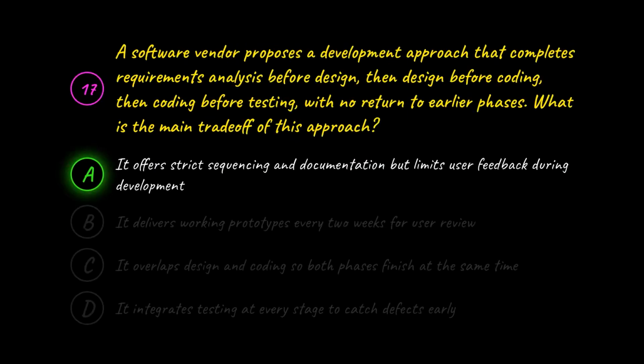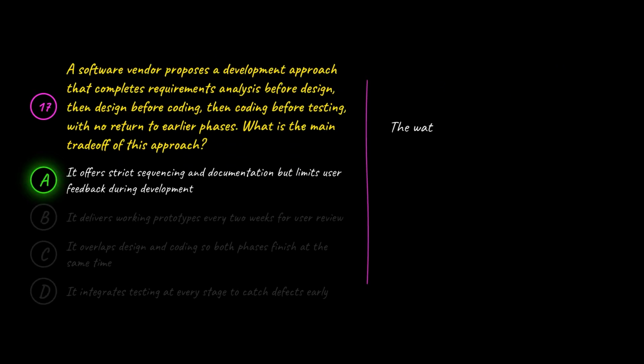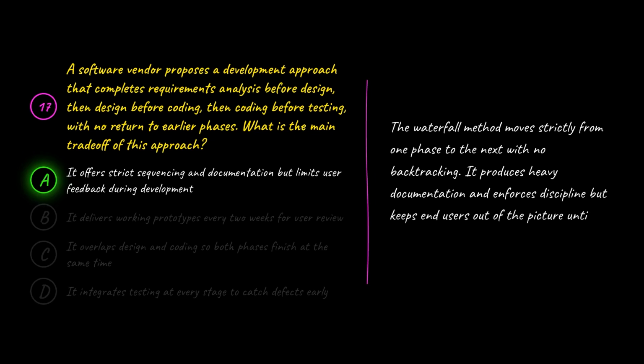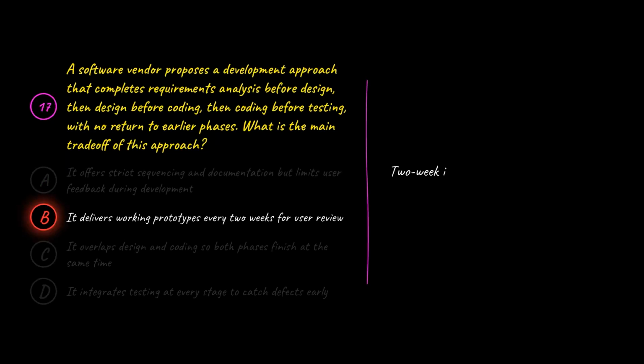The correct answer is A. It offers strict sequencing and documentation, but limits user feedback during development. A is correct because the waterfall method moves strictly from one phase to the next with no backtracking. It produces heavy documentation and enforces discipline, but keeps end users out of the picture until late, which is its main criticism. B is wrong because 2-week iterative deliverables describe agile development, not waterfall.